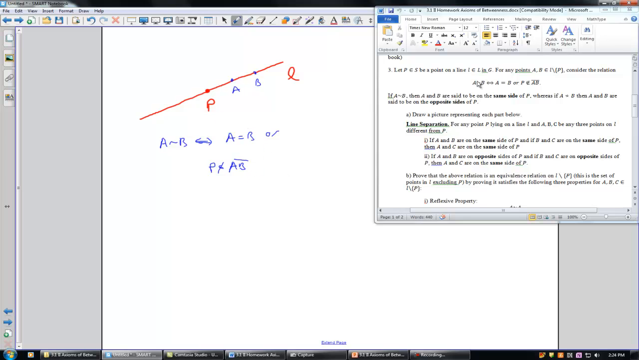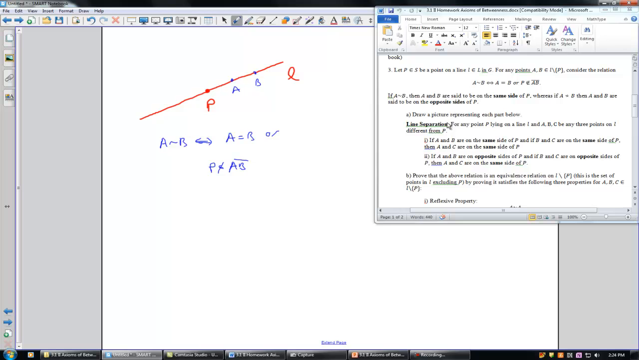So basically, we define this relation, and then if A is related to B, we say A and B are on the same side of P. Whereas if A is not related to B, then A and B are on opposite sides of P. We want to draw a picture of each part below. So this is the line separation property. We haven't really proved it yet, but we've basically done all the work.